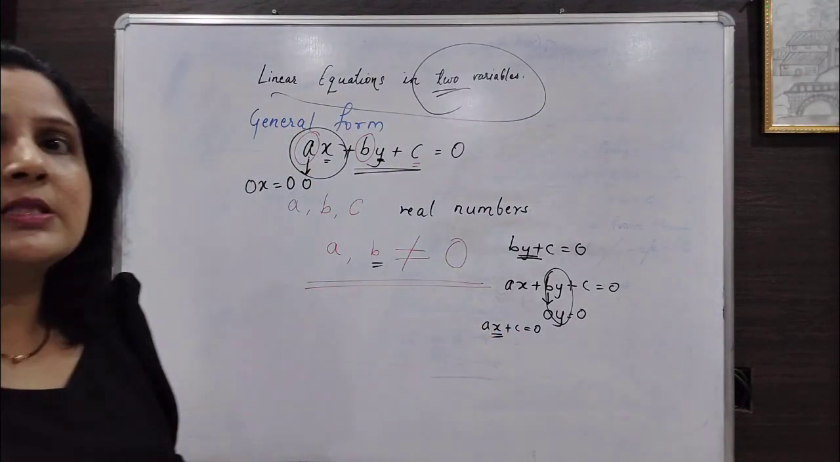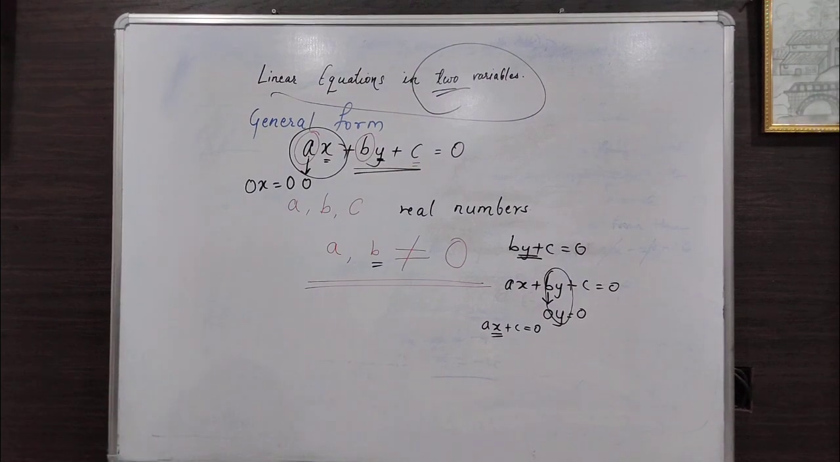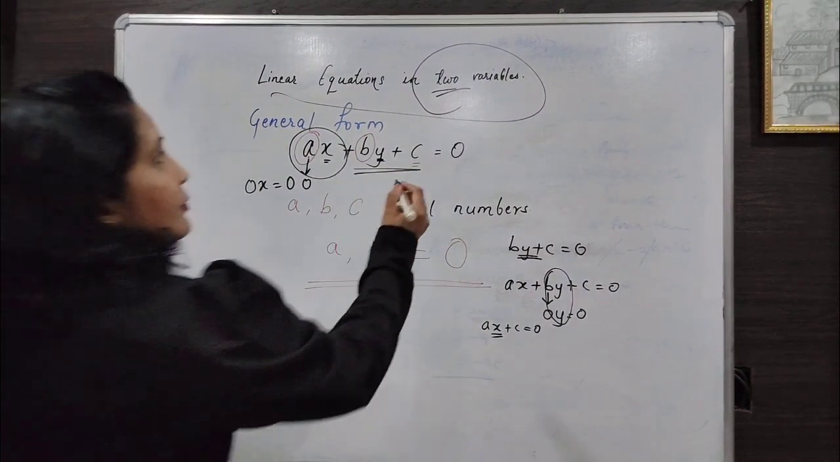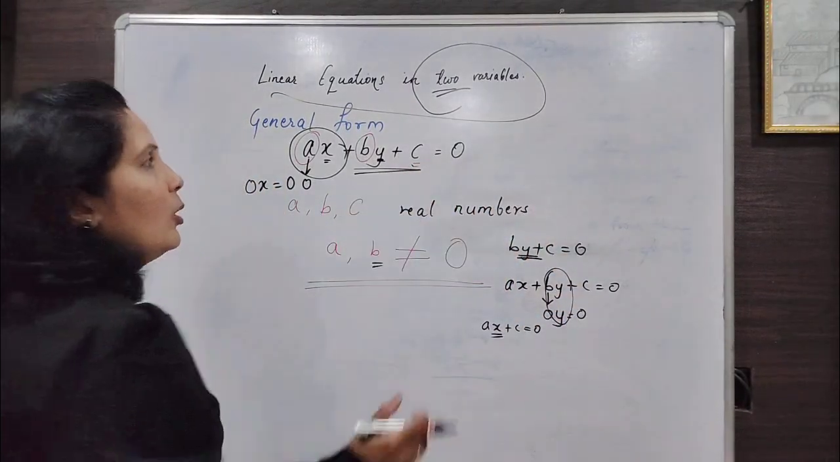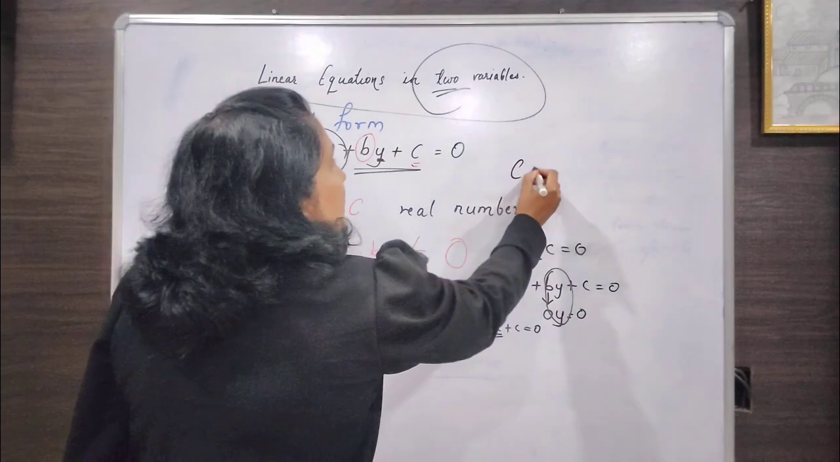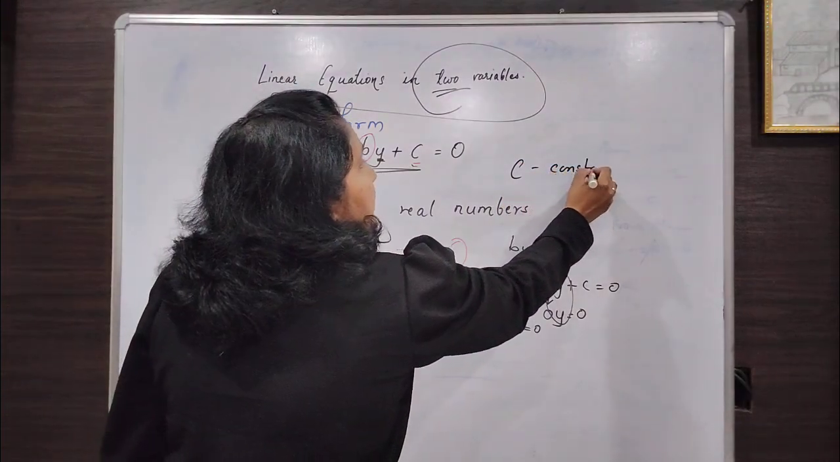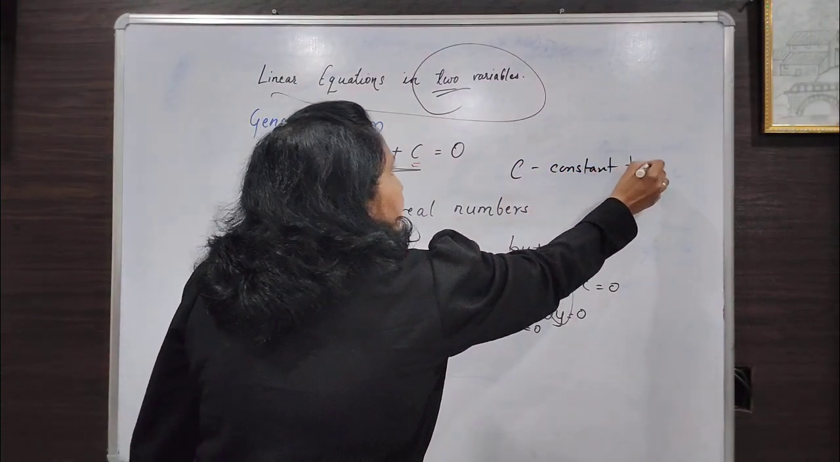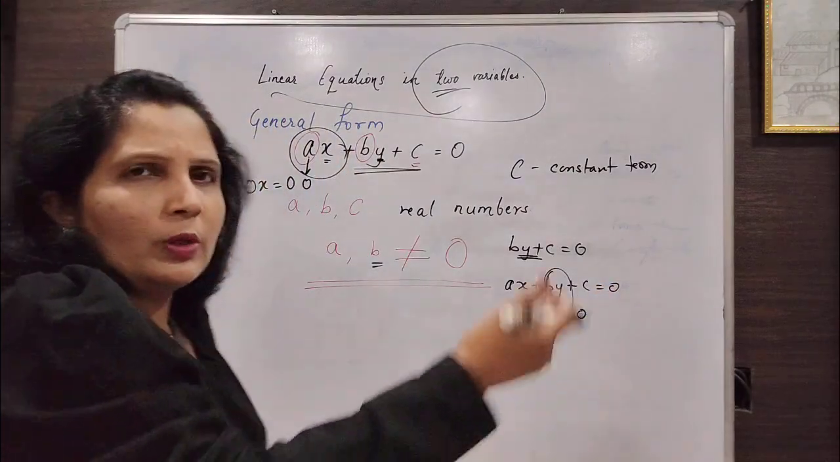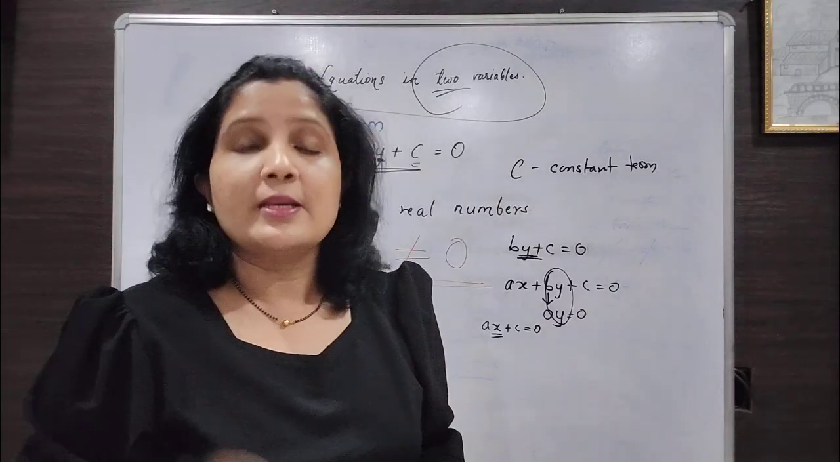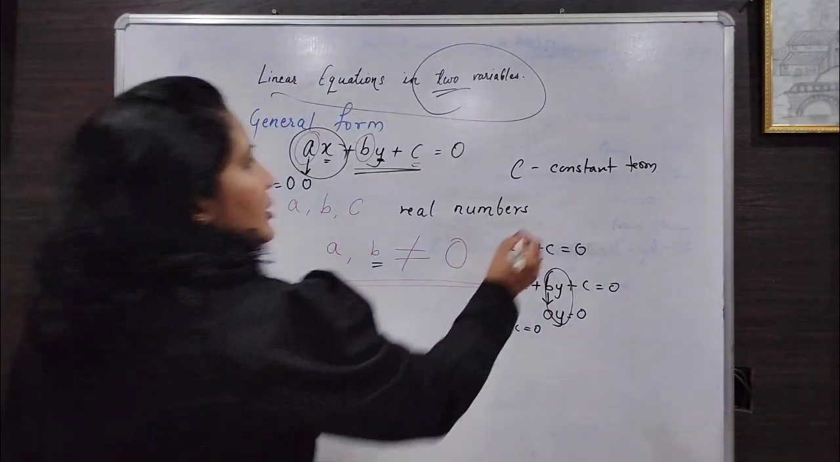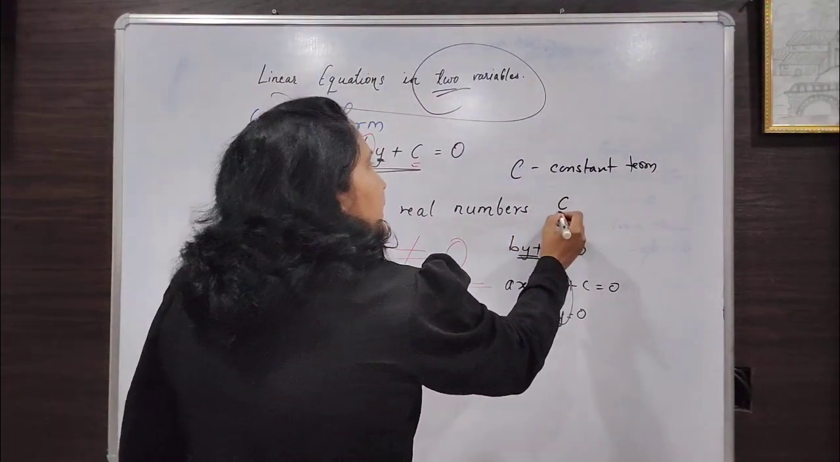Now, what about c? If you look at c, there is no x or y; it is just a number. So c is called a constant term. c can be equal to 1, minus 1, 5 upon 2, root 3, whatever it is.